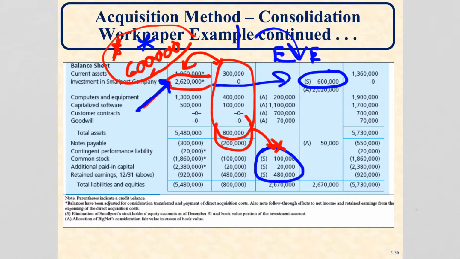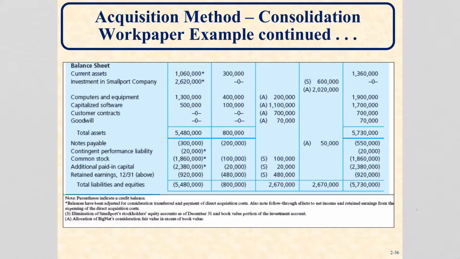And that's why the S entry takes all that out, and we're really halfway to getting our acquisition date balance sheet. Okay, so to go back now, that means we've done the S entry. Now we need to do the A entry. The A entry represents the fair value net above the book value.